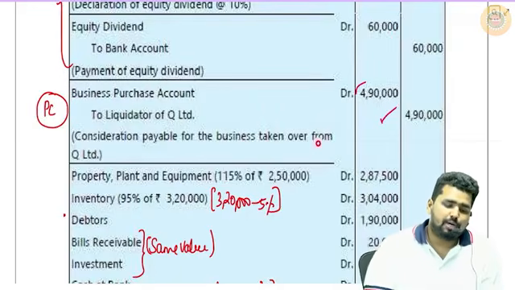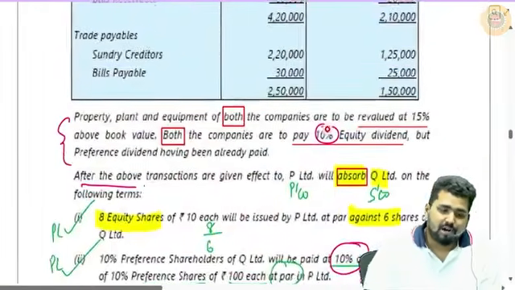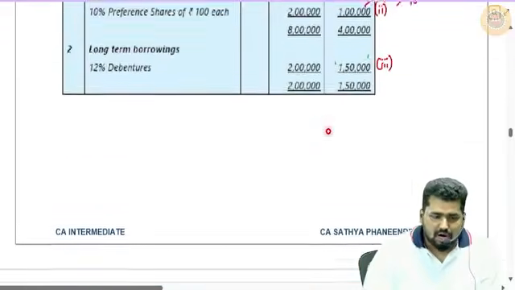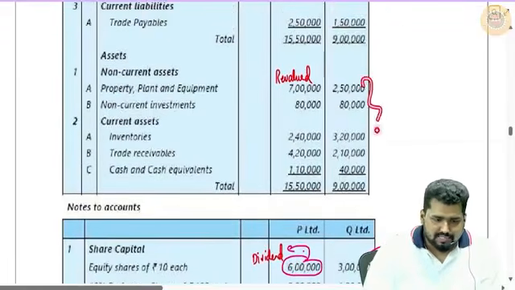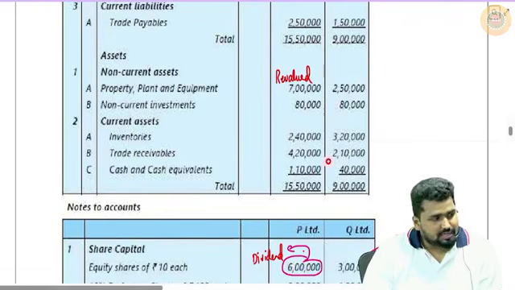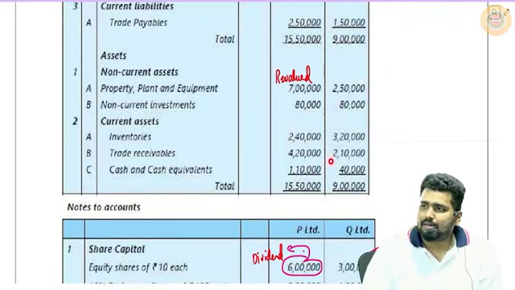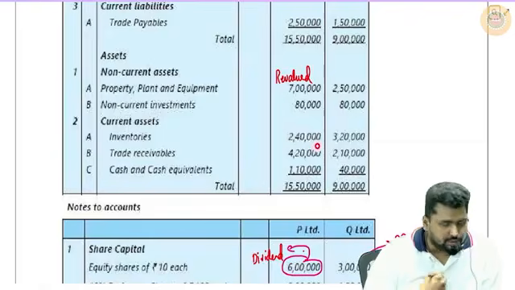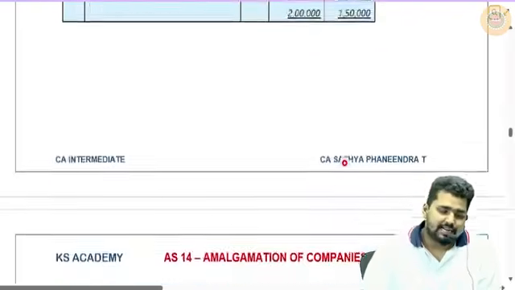Clear? Point number 2. They are telling "absorbed", meaning all assets they would have brought. So every asset we would have bought. But since it is amalgamation in the nature of purchase, how did we find it? Because assets are not bought at book value, it is less than book value. Therefore, it is purchase.